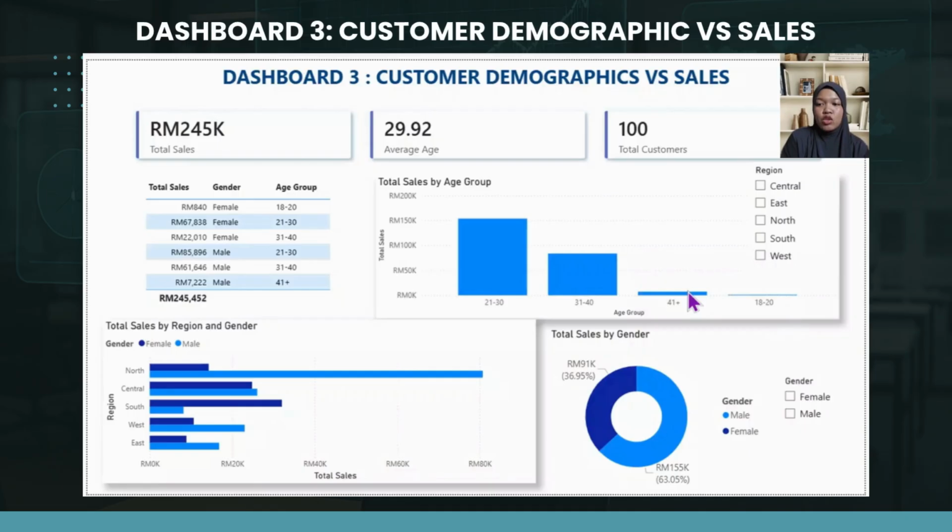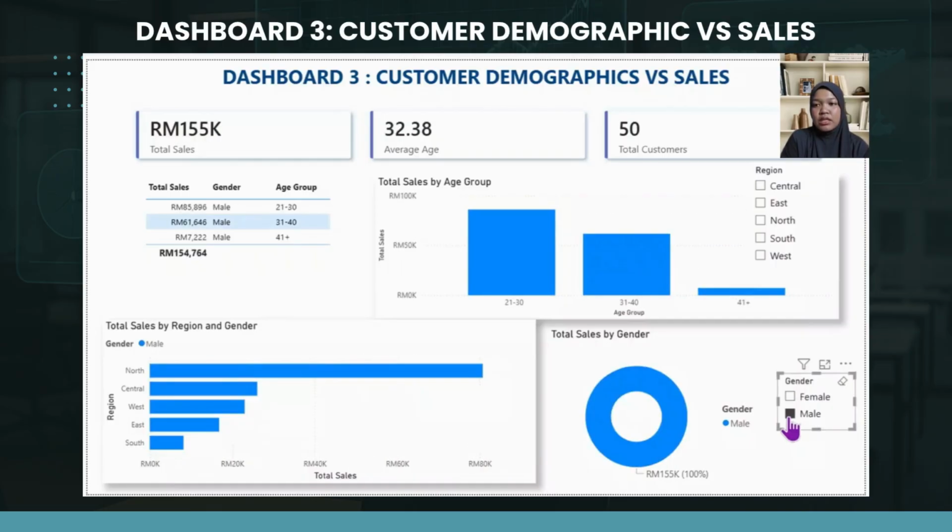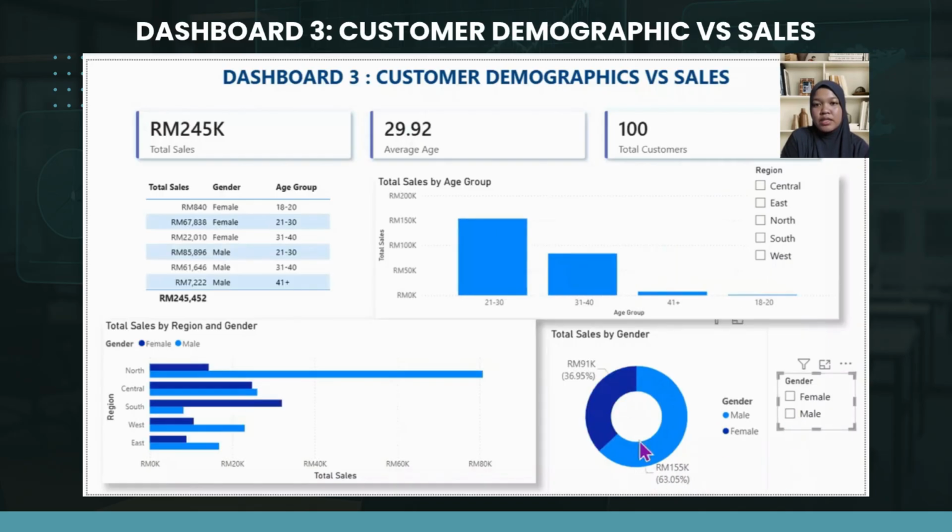Next, we can observe the total sales by gender chart that is represented by this pie chart. The analysis shows that male customers generated approximately 155,000 ringgit in sales, representing around 63% of total revenue. Female customers contributed approximately 91,000 ringgit, or about 37% of the total revenue. This suggests that male customers displayed slightly higher spending behavior than female customers.